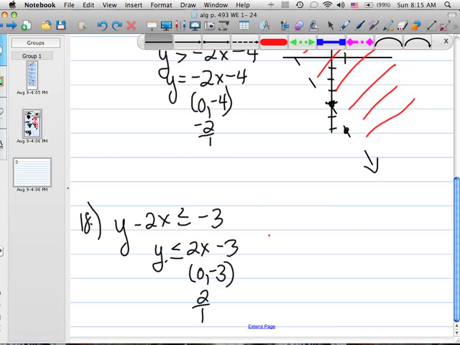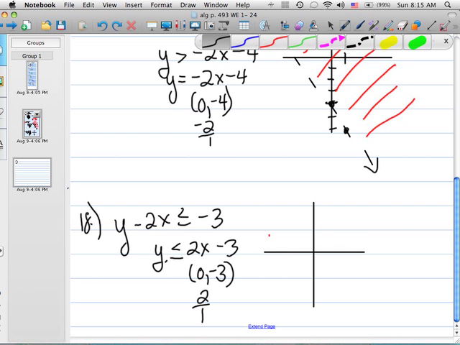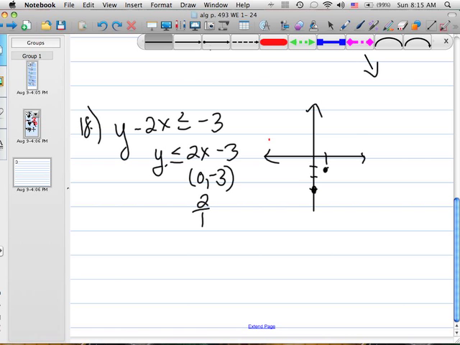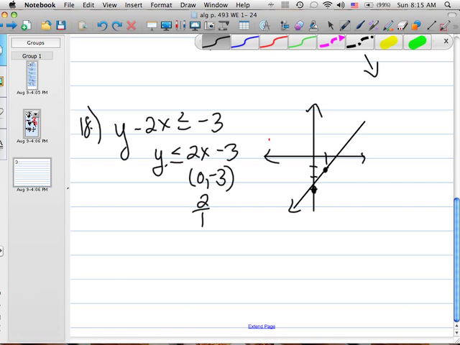Make your coordinate plane. Plot the point 0, negative 3. It's your y-intercept where it crosses the y-axis. Go up 2, right 1, so that would be here. It says less than or equal to, so it's a solid line. And then it says less than or equal to, so it would be shaded below. Again, you can pick a point to double check.